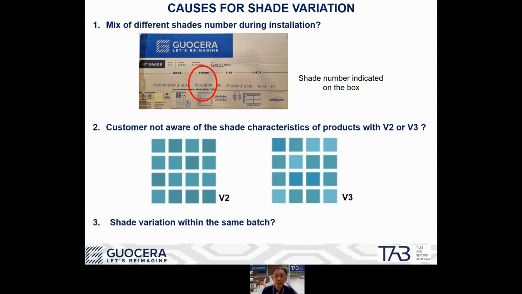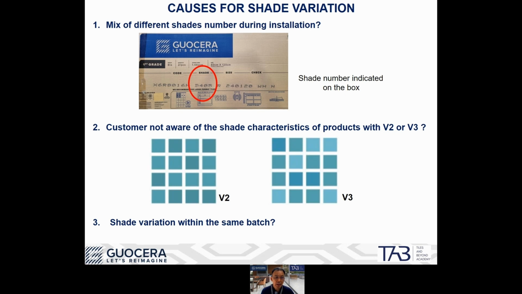And number two, there are some job sites where there are complaints on shade variation, but when the technical team of the tile suppliers goes in to investigate, they find out that it's actually not a quality problem. It is actually caused by the customer. They were not aware that the tiles they had selected actually have V2, V3 characteristics.